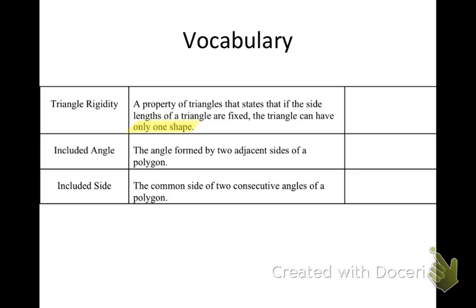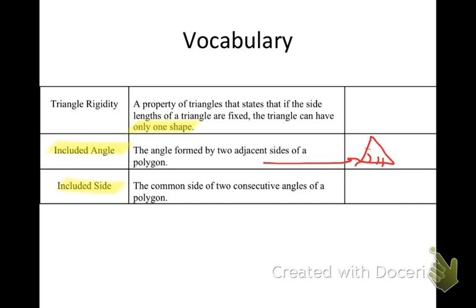The included angle, this is a key term here. Included angle is the angle formed by two adjacent sides of a polygon. Who remembers what adjacent means? Right next to each other. Nice job. So the angle formed by two adjacent sides, if I have a triangle here, that would be my included angle. It is the angle in between two sides. It's included. It's on the inside. It's in between two sides.